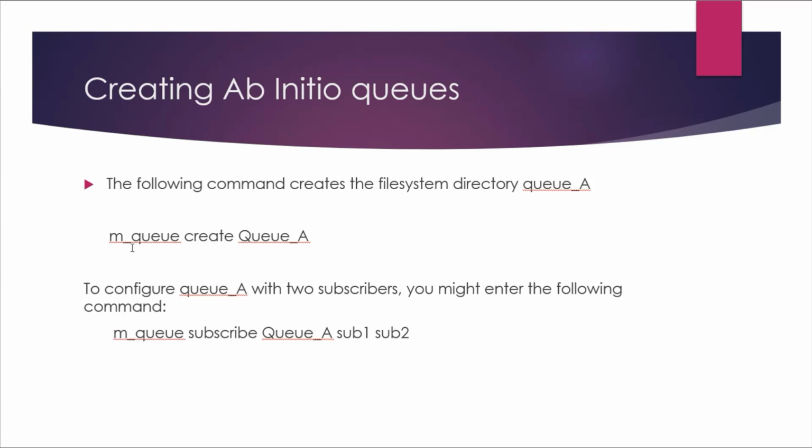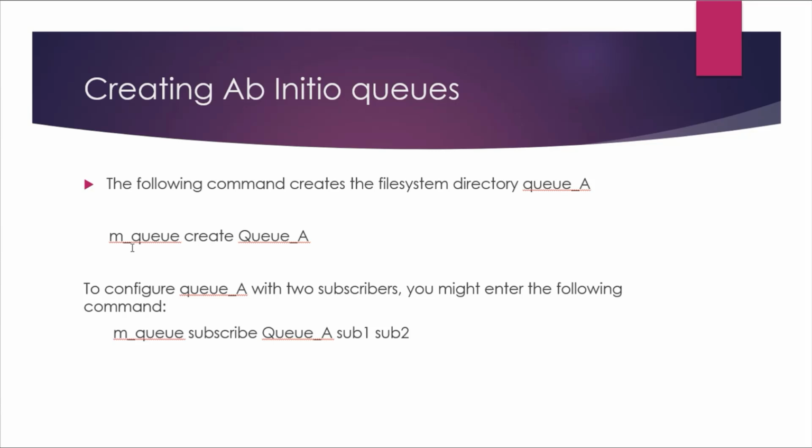To overcome this situation, there is a concept of subscribing to an Ab Initio queue. You can subscribe any queue to multiple subscribers, let's say 5 subscribers in this case: sub1, sub2, sub3, sub4, sub5. This is nothing but a kind of subscriber ID. You subscribe to an Ab Initio queue, and this subscriber ID you will pass as a parameter to the subscriber component in each graph.